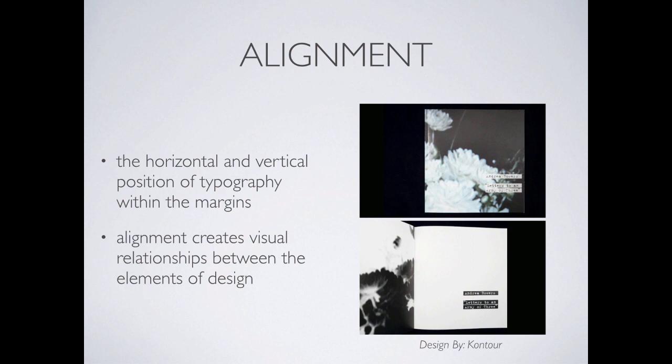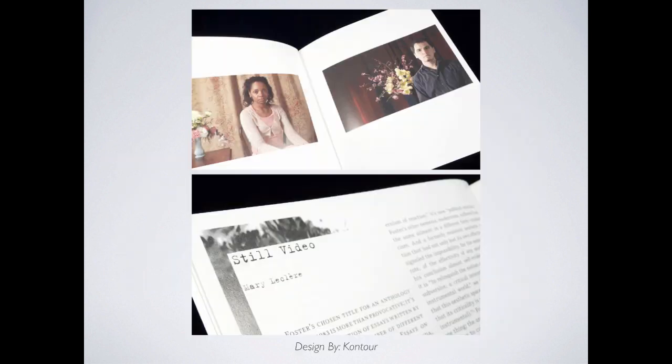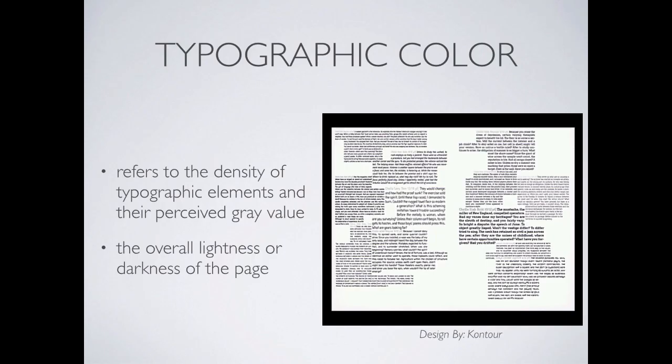So alignment is the horizontal and vertical position of the typography within the margins. Where do you put the type on the page? Alignment creates the visual relationship among the elements of design. So let's say you have type and you have a photo. How do they position on the page and how do they relate to one another? That matters. A couple examples.